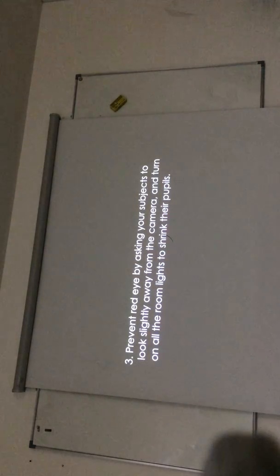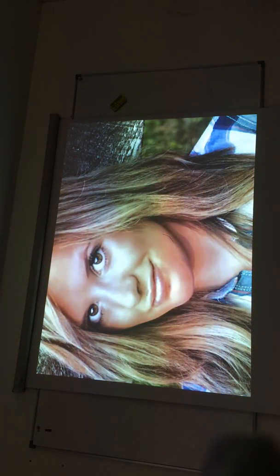Then move on. Now, to prevent red eye, ask your subject to look slightly away. So if you notice that someone has red eye with flash, don't ask them to walk away, just ask them to move a bit. Look a bit to the side here. Then your red eye will go away already, because this is how you shrink the pupils. Okay, this is how it works.